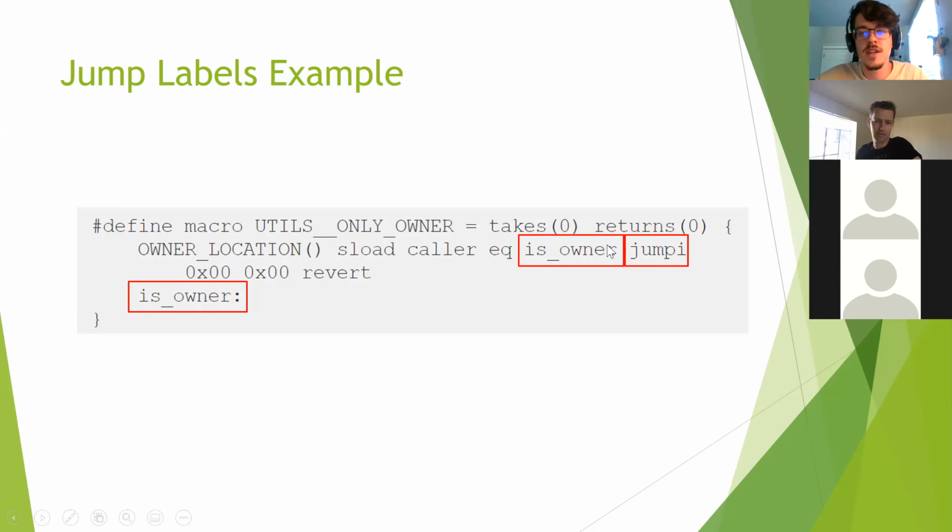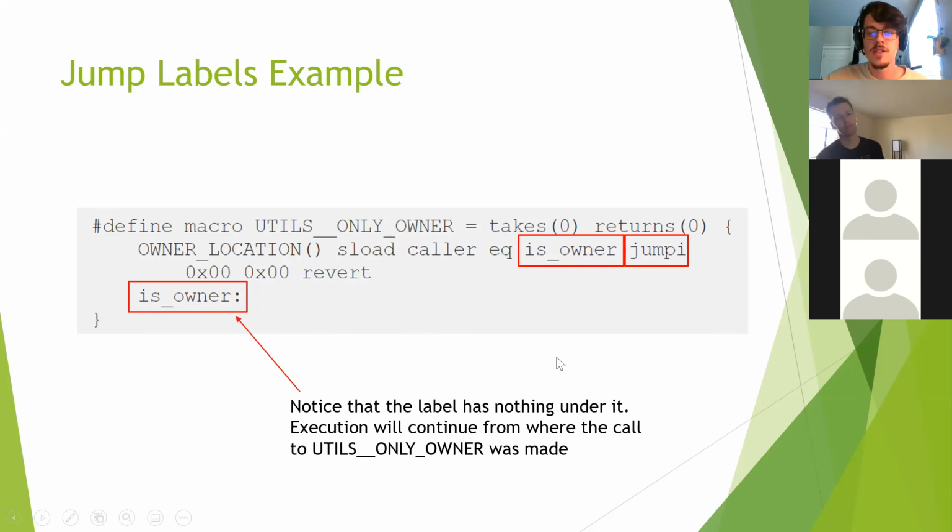And because this doesn't match any of the opcode names, Huff will automatically assume that it is a jump label, since it also doesn't have the pointy brackets. And then we've got our jumpi, and we've got this isOwner with a colon over here, which is the destination of the jump label. That colon tells Huff, okay, this is where to go if you jump to this jump location. Notice that the label has nothing under it.